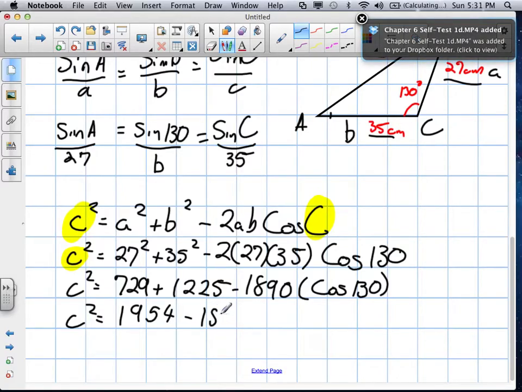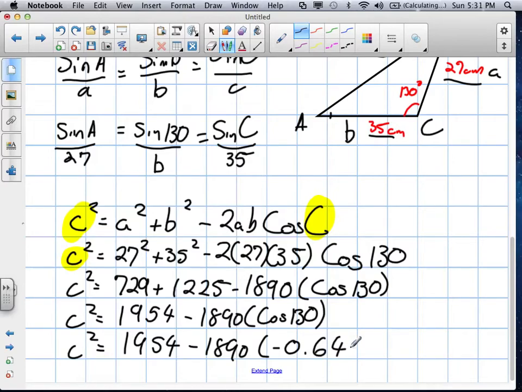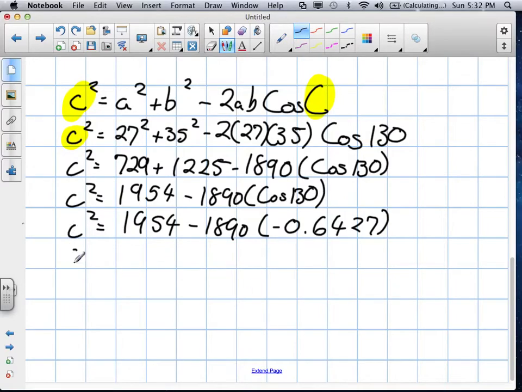Minus 1890 times cos 130. What is cos 130? Negative 0.64. Let's go to 4 decimal places with it: negative 0.6428. Great. Now what's the next step? Multiply 1890 by the cos. Positive or negative 1890? Negative. Good. So what are we going to get? Positive or negative? Positive. Yeah, 1,214.94.